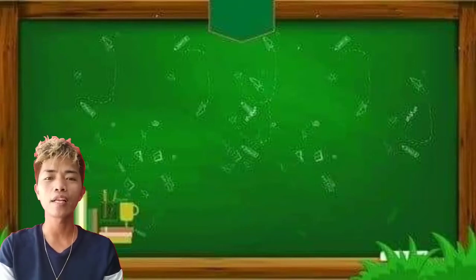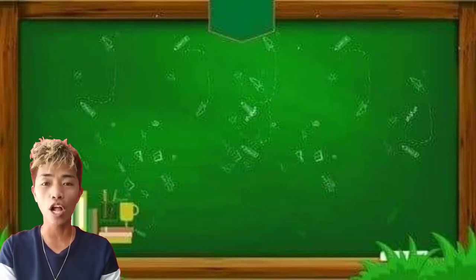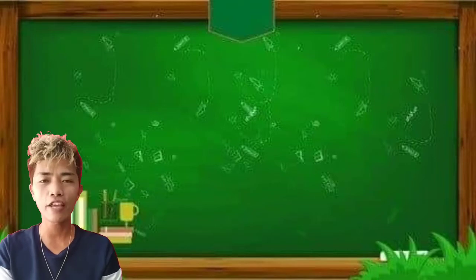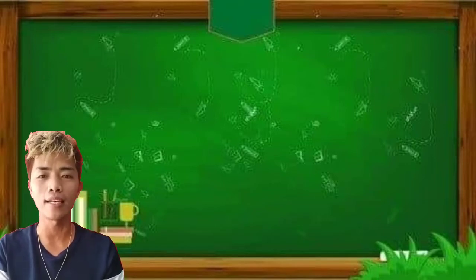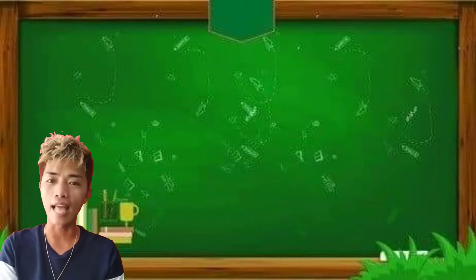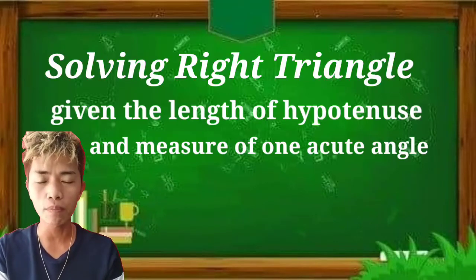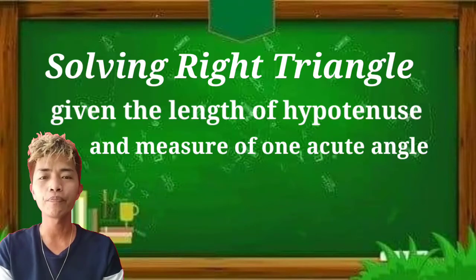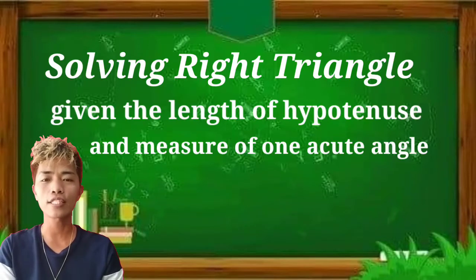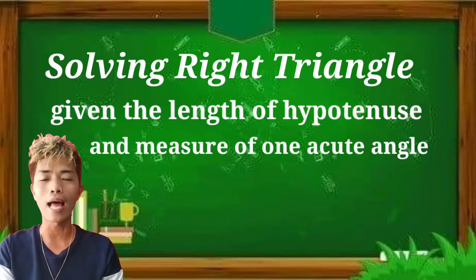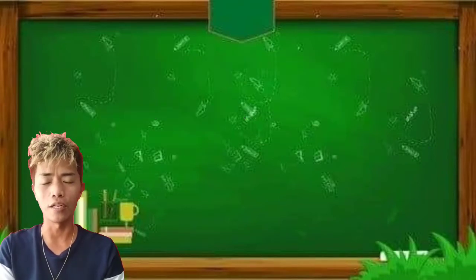So last time we discussed how to solve a right triangle given the length of the hypotenuse and the length of one leg. And this time we'll be solving a right triangle given the length of the hypotenuse and the measure of one acute angle.